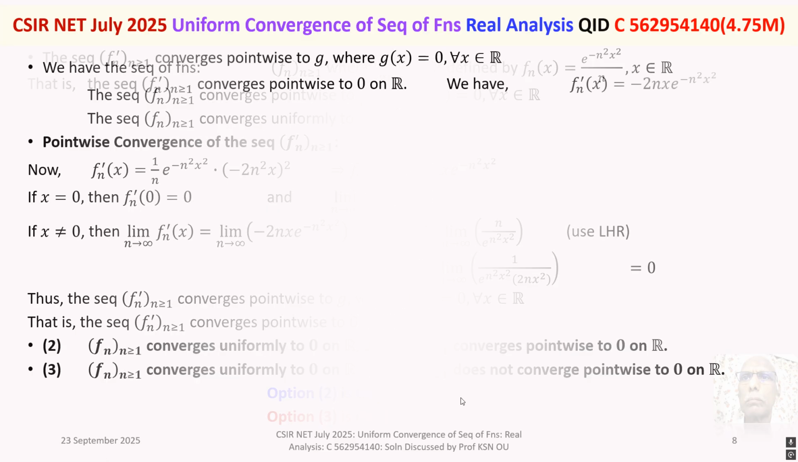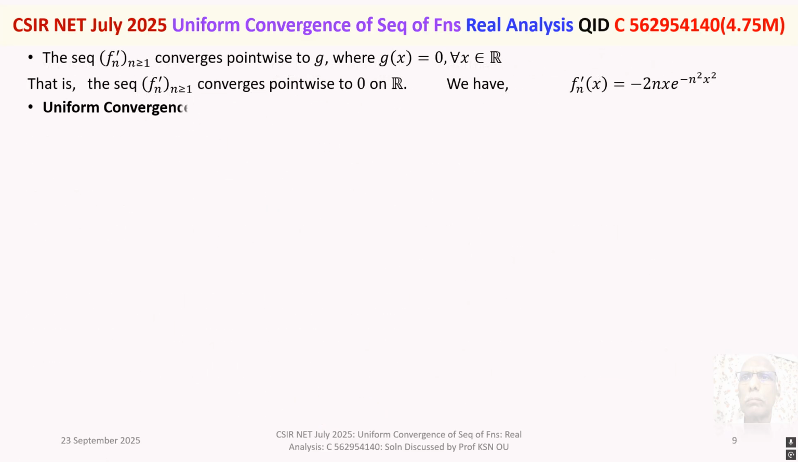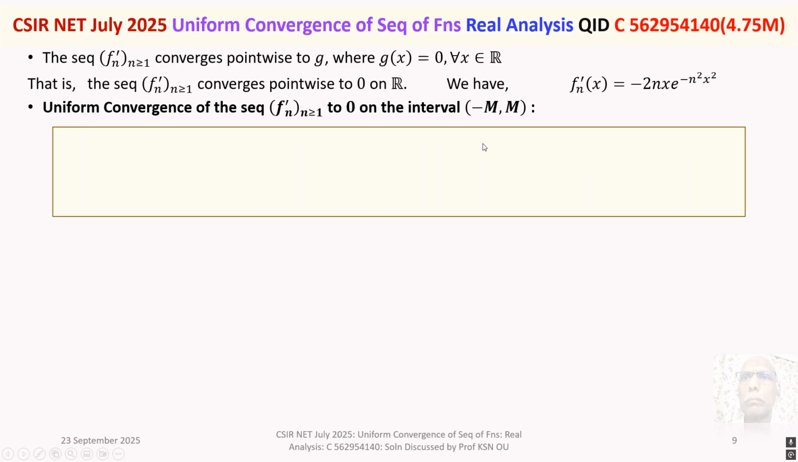We move on to the next slide. We discuss the uniform convergence of the sequence Fn prime to 0 on the open interval minus m to plus m for some positive number m. We recall the sufficiency criteria for non-uniform convergence of a sequence of functions.